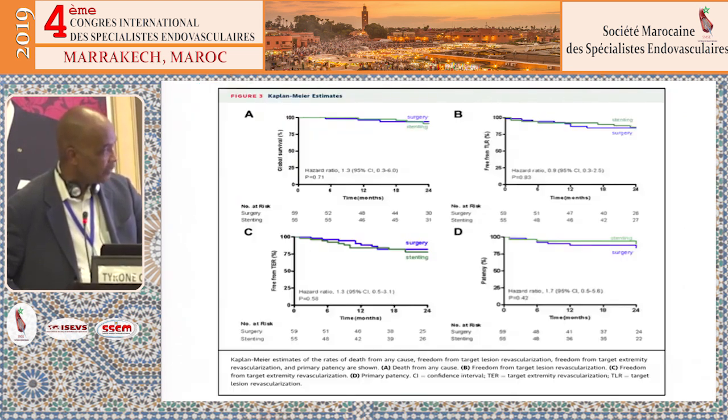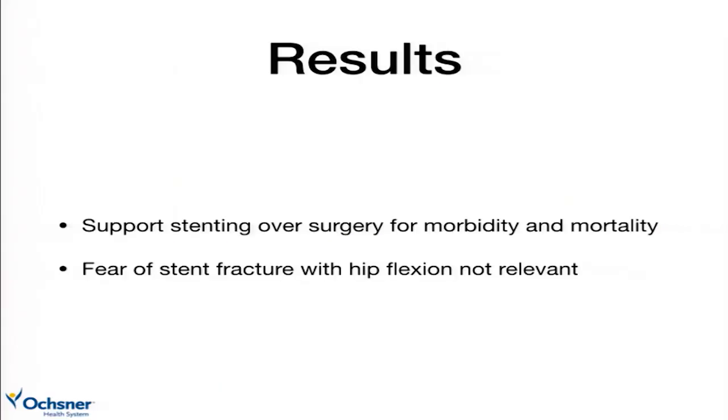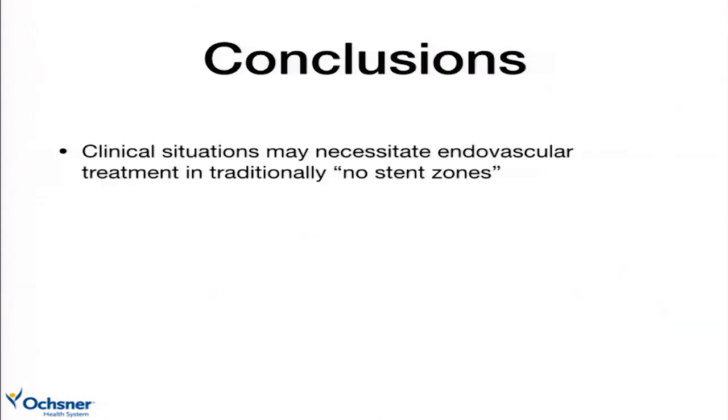intervention. And if we look at the Kaplan-Meier curves here, we can see that surgery and stenting were very similar in their outcomes, even out to 24 months. So these results supported stenting over surgery for morbidity and mortality in particular patients. And it also emphasized that the fear of stent fracture with hip flexion was not relevant. In conclusion, we can certainly say that clinical situations may necessitate endovascular treatment in traditionally no-stent zones.